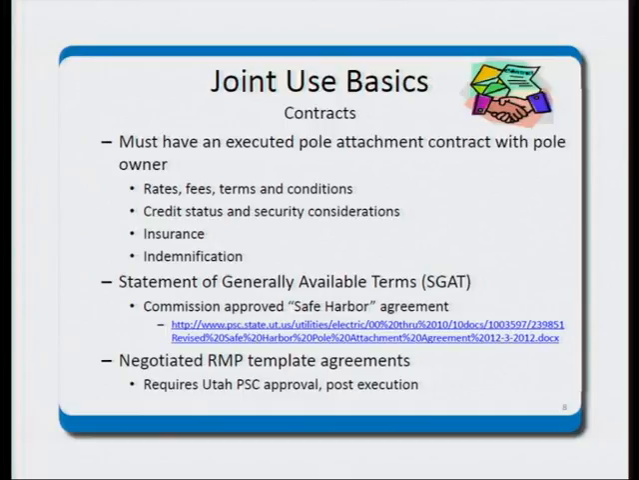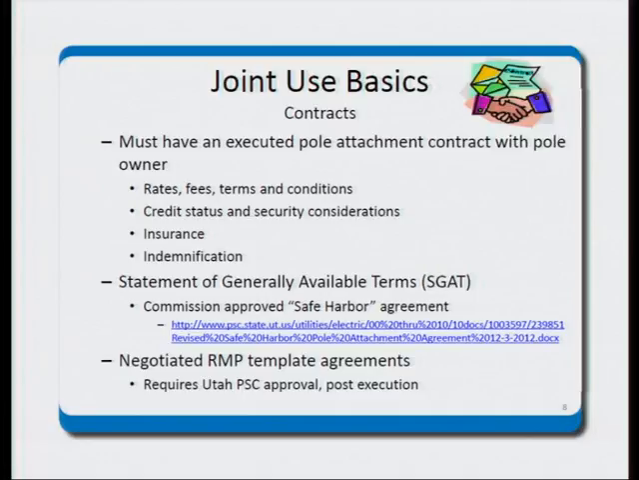So I wanted to touch on contracts. Contracts are a must-have. They're a requirement, a precursor to a pole attachment. You have to have an executed pole attachment contract with a pole owner. That's going to govern the relationship between the 2 parties. It's going to govern rates, fees, terms and conditions. There's going to be some things about your credit status. There's going to be things about security considerations, maybe posting bonds.